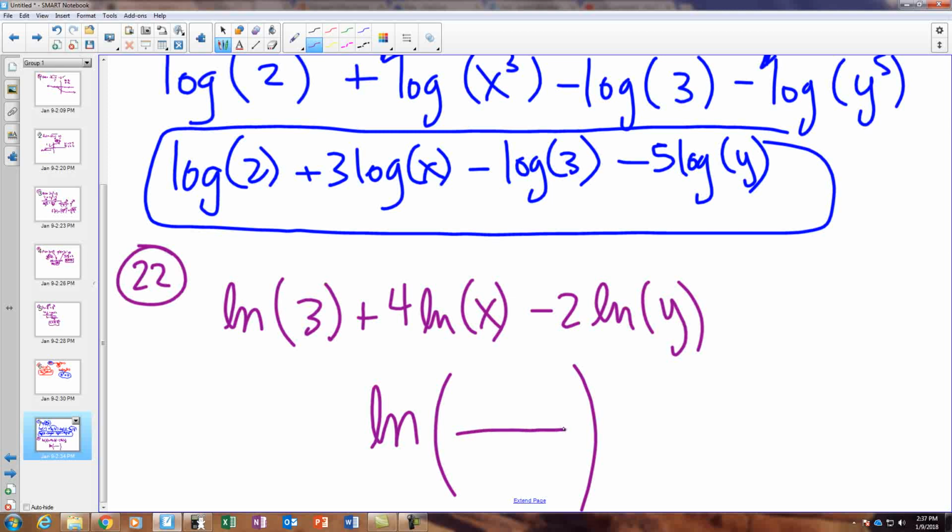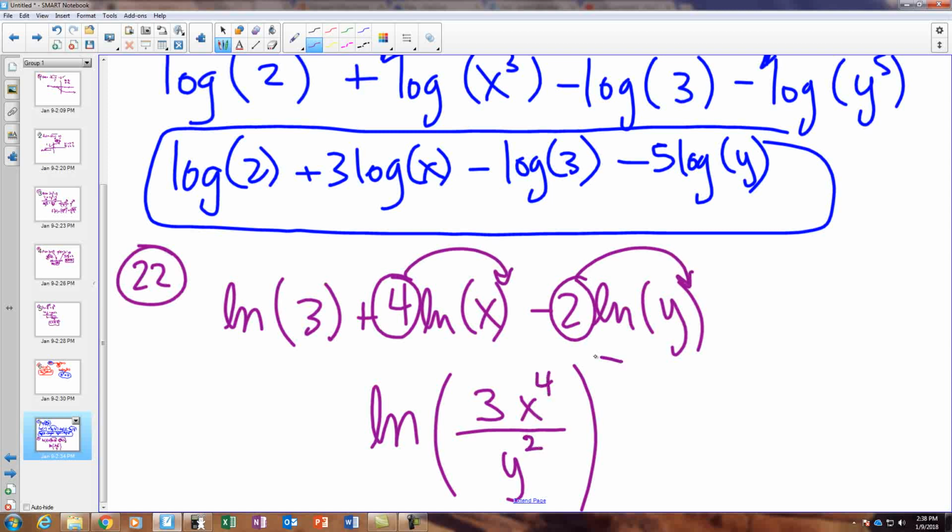Now, I'd like to just start putting everything in. Everything that's positive goes to the top. Everything that's negative goes to the bottom. That means I'm going to have a 3 and an x. The y is from the negative, so it will go in the bottom. But what am I missing? The 4 and the 2. What does this 4 and this 2 represent? They're exponents. So that really goes on the x, and that really goes on the y. So this is x to the fourth and y squared.